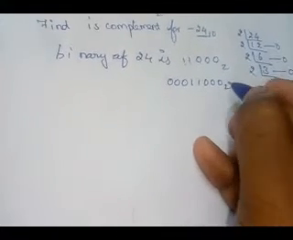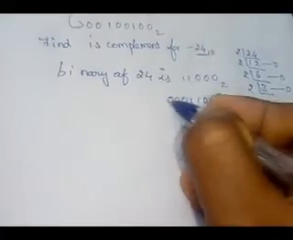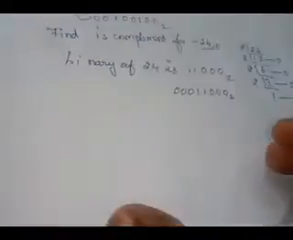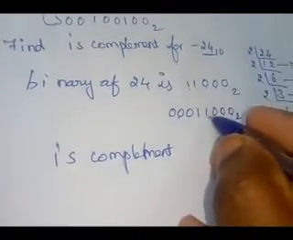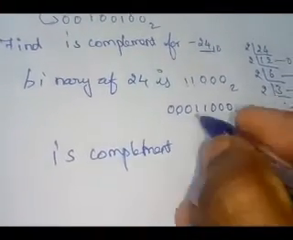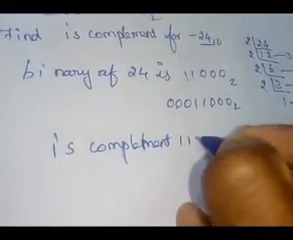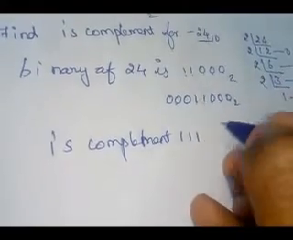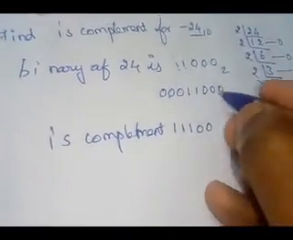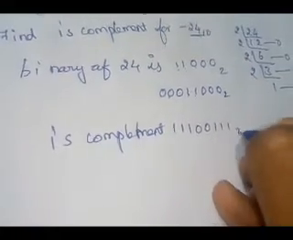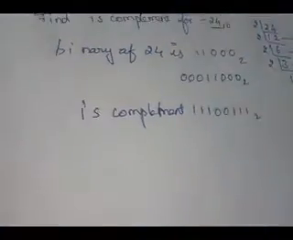Base 2. Now how many bits are there? 1 2 3 4 5 6 7 8. Then we want to make the 1's complement. All zeros are converted into 1, and all 1s are converted into zeros. So this 0 is converted into 1, 0 into 1, 0 into 1, 1 into 0, this 1 into 0. These three zeros are converted into 1s. This is the 1's complement of this minus 24.